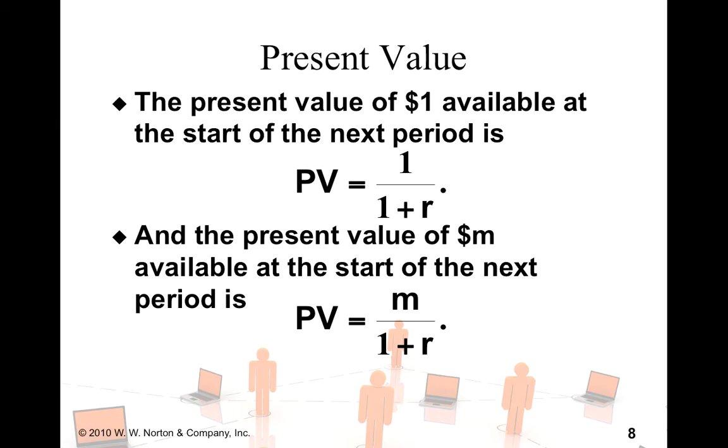The value which you are going to pay for obtaining a dollar at the start of the next period is called the present value of the dollar. So the present value of the dollar that you are going to get at the start of the next period is 1 upon 1 plus r. Similarly, the present value of $m available at the start of the next period is m divided by 1 plus r.